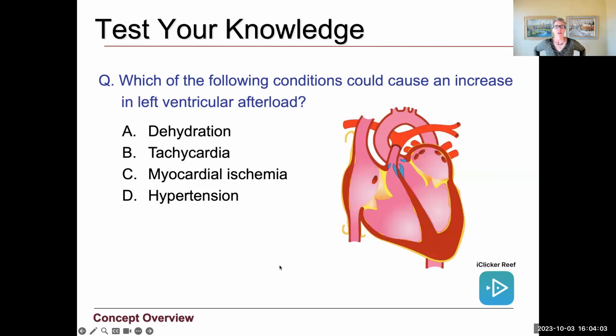Okay, here's another question. This is about afterload. Which of the following conditions could cause an increase in left ventricular afterload? A is dehydration, B is tachycardia, C is myocardial ischemia, and D is hypertension.